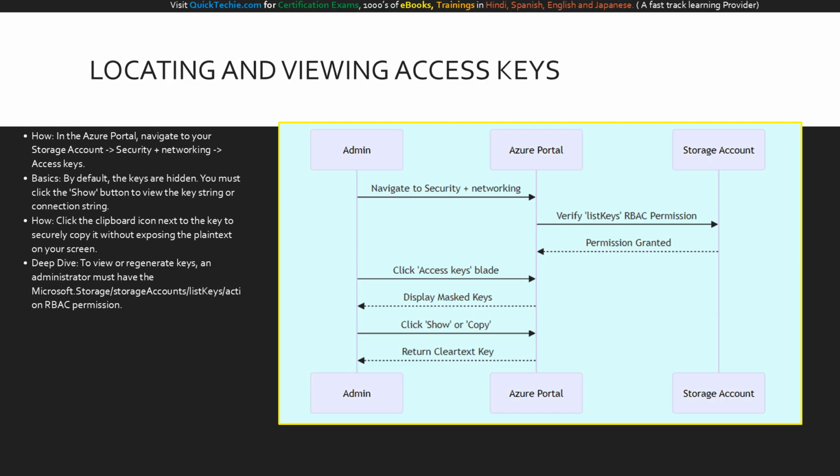Let's walk through the sequence of accessing these keys. The administrator initiates the request in the Azure portal by navigating to the security settings. Crucially, the portal immediately verifies with the storage account whether this specific admin holds the list keys RBAC permission. Once validated, the portal loads the access keys blade, but keeps the keys masked. Only when the admin explicitly clicks Show or Copy does the portal return the actual clear text key for use.